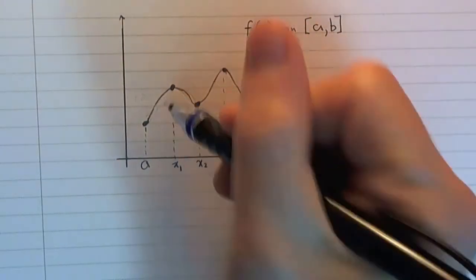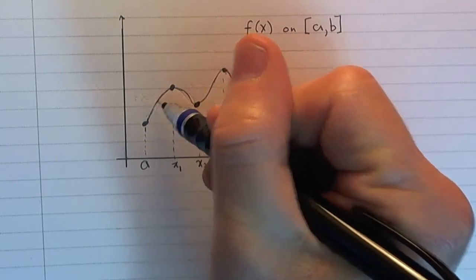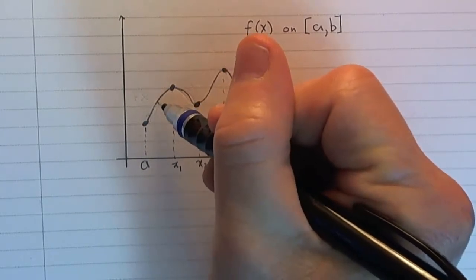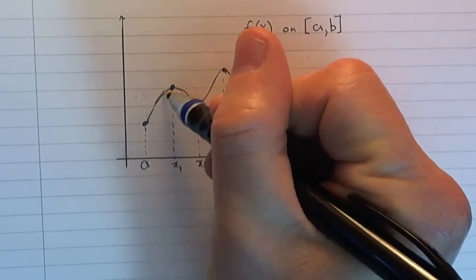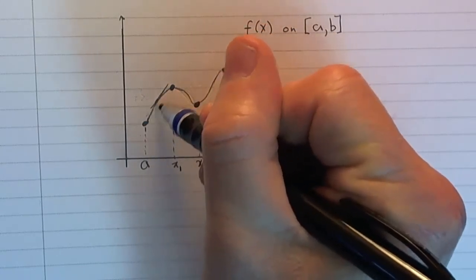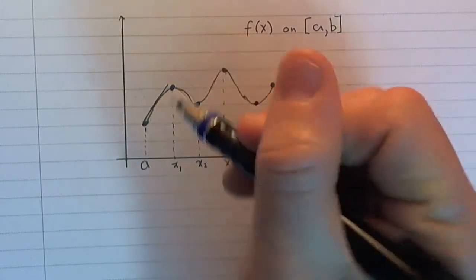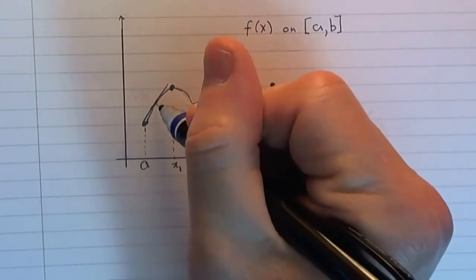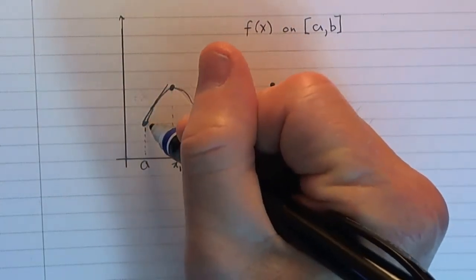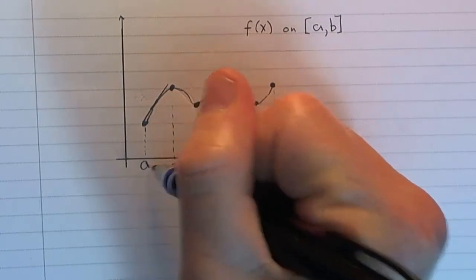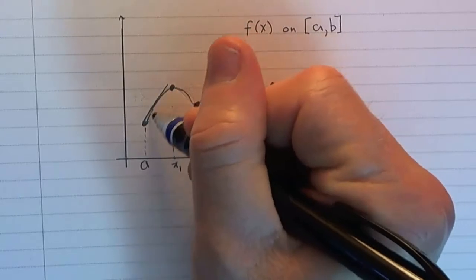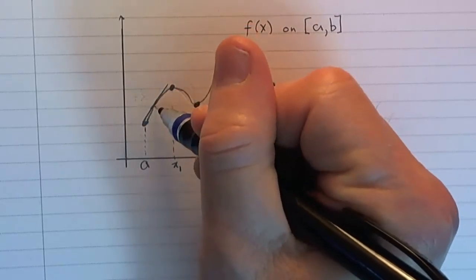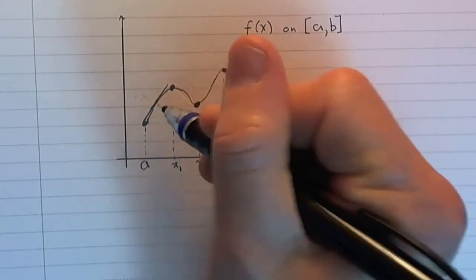Well, remember the derivative gives us slopes of tangents at points on the curve. So let's just look at a tangent here. I'll just draw a nice tangent. Okay, there it goes. Now, you notice that this is just a tangent that I drew on this interval a to x1. And notice that its slope is positive. In other words, the derivative for this tangent would be positive.